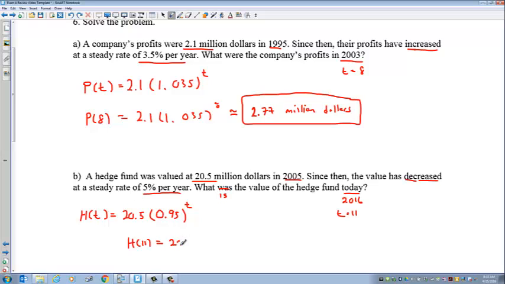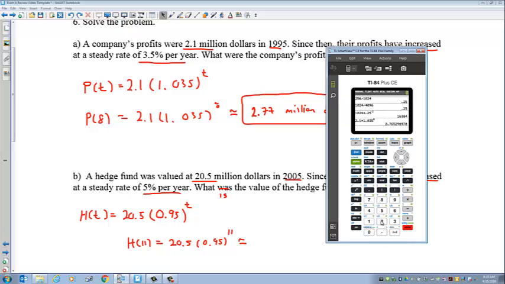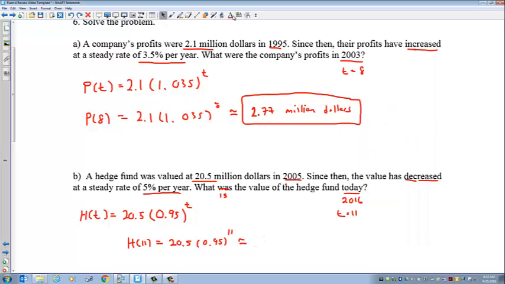And so that's equal to 20.5 times 0.95 to the 11th power, which is approximately, we'll need a calculator. So we take 20.5 times 0.95 raised to the 11th, which equals about $11.66 million. So you lost almost half of it there. So approximately $11.66 million. So there's my answer for that one.